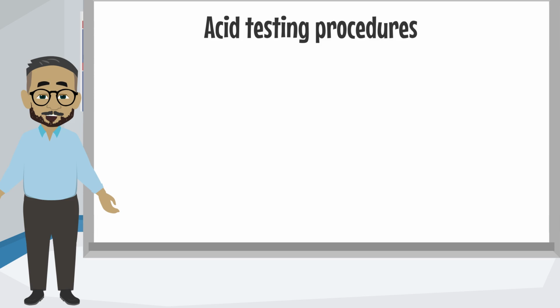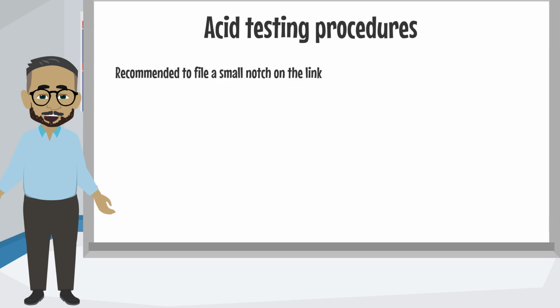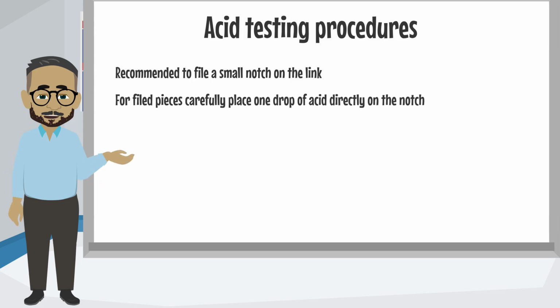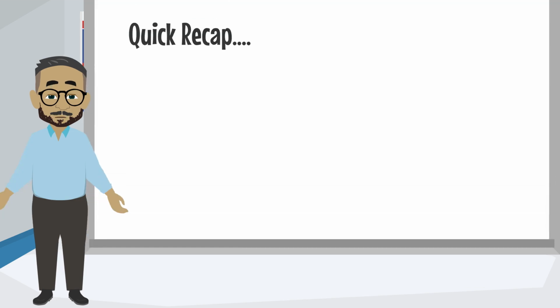For heavier pieces like a Cuban chain or bracelet, it is always recommended to file a small notch on the link. Make sure to penetrate and expose the metal beneath the surface. For filed pieces, carefully place 1 drop of acid directly on the notch. Observe the chemical reaction. If you immediately notice a green fizz, bubbly, or a smoky fizz, it's fake gold and contains copper.